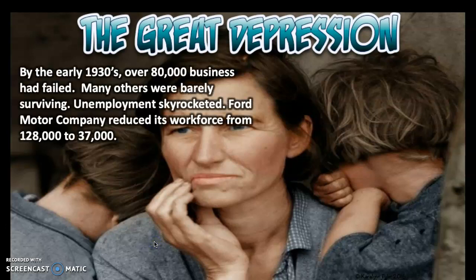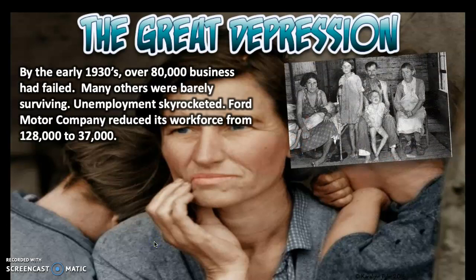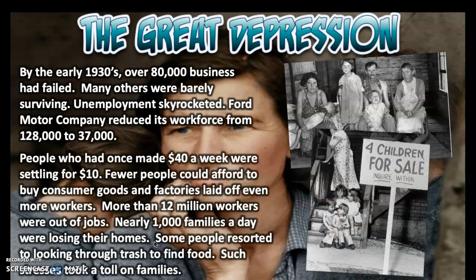By the early 1930s, over 80,000 businesses had failed. Many others were barely surviving. Unemployment skyrocketed, and Ford Motor Company had reduced its workforce from 128,000 to 37,000. People who had once made $40 a week were settling for $10 a week. Fewer people could afford to buy consumer goods. Factories laid off even more workers. More than 12 million workers were out of jobs, and nearly 1,000 families per day were losing their homes. Some people resorted to looking through trash to find food, and such stresses took a toll on many families.